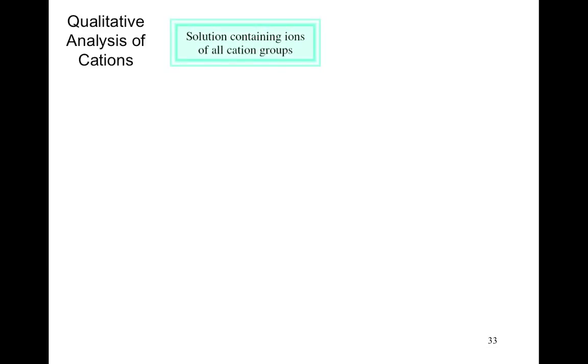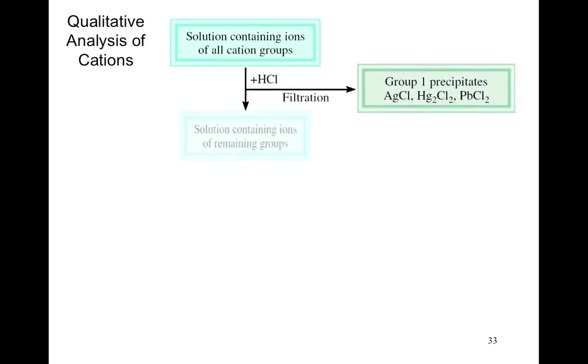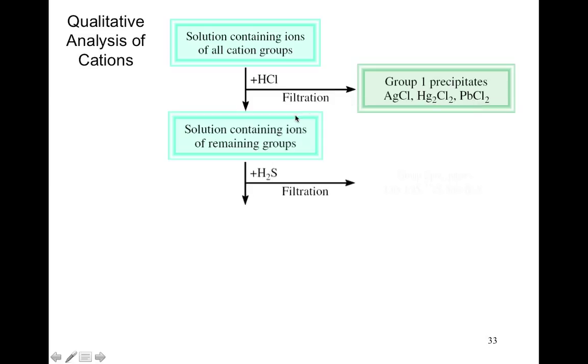So, qualitative analysis of cations. You start with the solution that has all of these ions and cations. You add hydrochloric acid, and you get these groups out. Silver chlorides, mercury chlorides, lead chlorides. So we've got some left over.